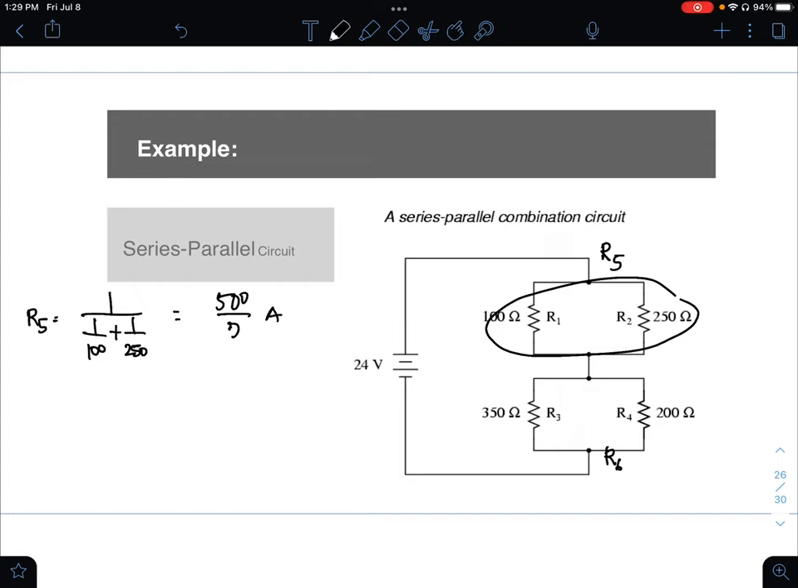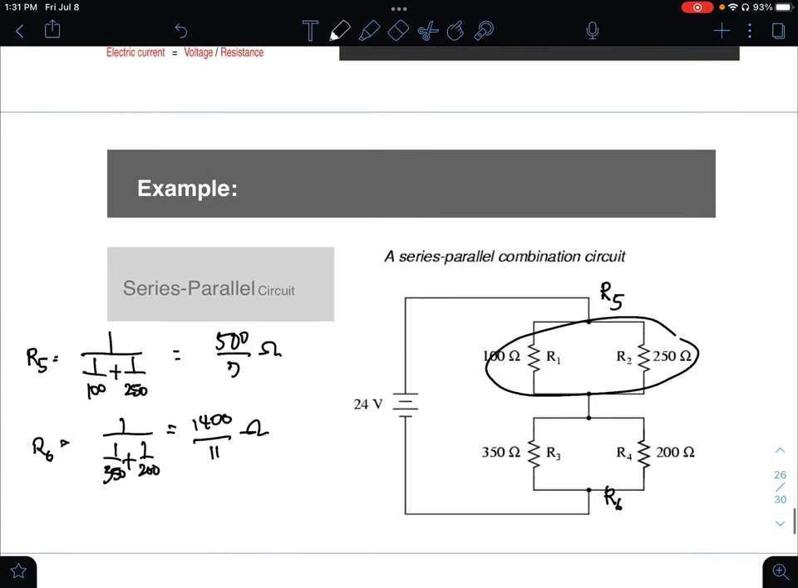Okay, whereas our R6 is 1 over 1 over 350 plus 1 over 200, that is 1,400 over 11. Sorry, this is actually ohms. Okay, so we add the two, 1,400 over 11 plus 500 over 7, to get the total resistance.